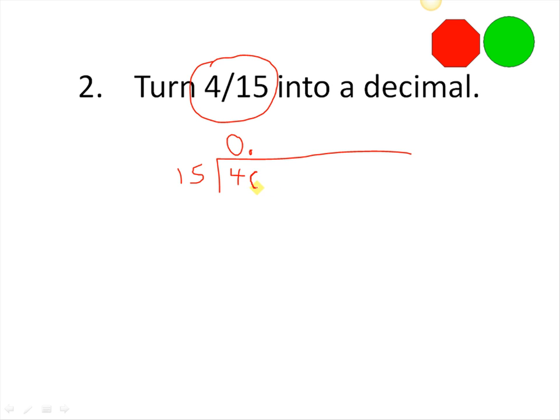Then that means we can add a 0 down here, and 15 will go into 40 exactly 2 times, and that's 30. And we do the subtraction, and that leaves us with 10 left over. 15 will not go into 10, but it will go into 100 6 times. 6 times 15 is 90, and that leaves us with 10 left over, and 15 will not go into 10, but it will go into 100, and it will go 6 times.